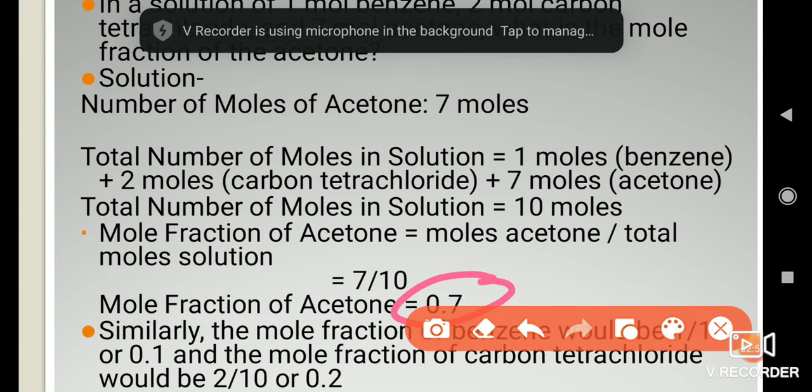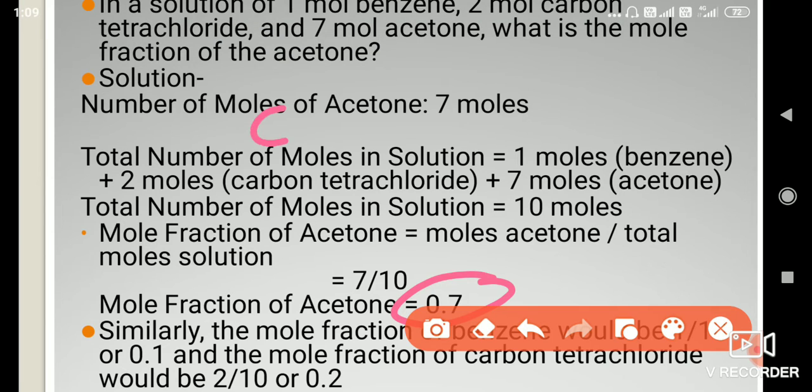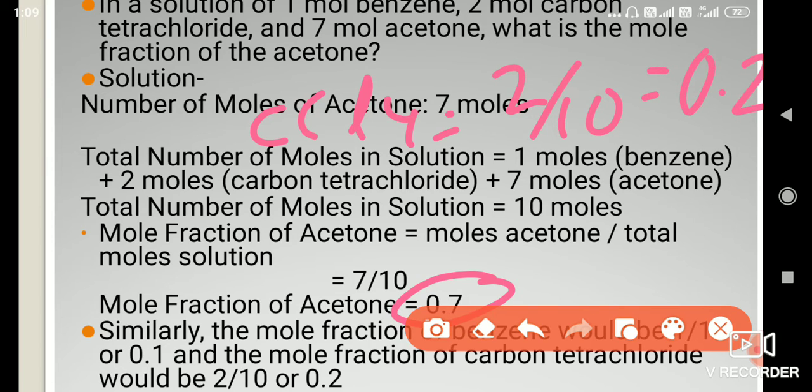Similarly, if you have to find the mole fraction of carbon tetrachloride, that is CCl4, the number of moles of carbon tetrachloride is 2 and the total moles is 10. So the mole fraction of carbon tetrachloride will be 0.2. If you have to find the mole fraction of benzene, that is C6H6, it is 1 mole of benzene divided by the total moles of the solution, that is 10. So here it will be 0.1.